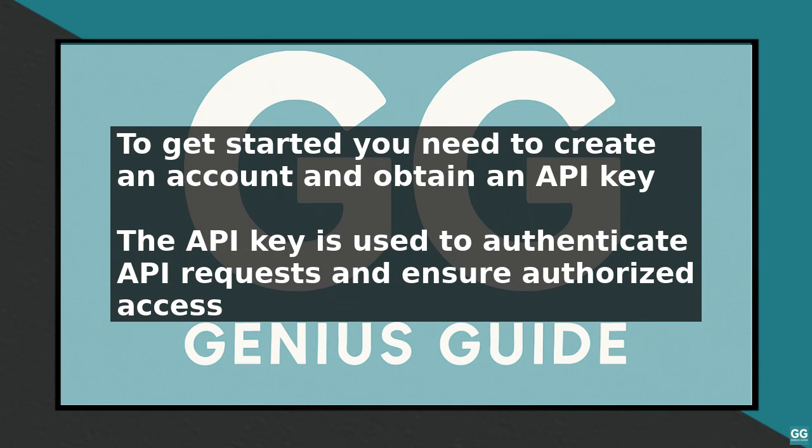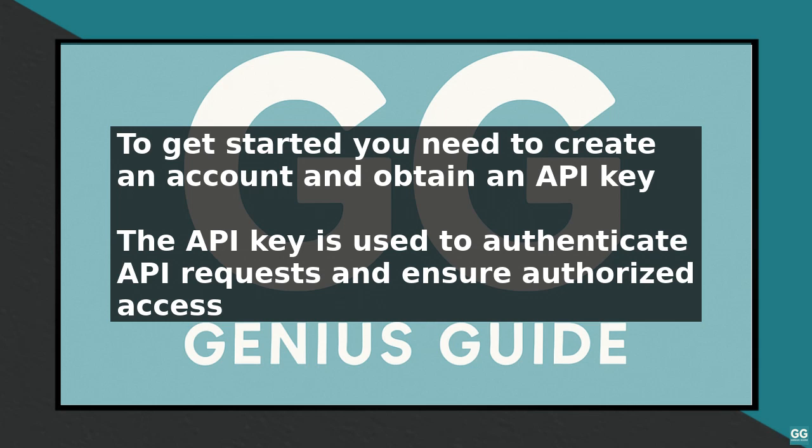Once you have your API key, you can start making API requests to Monday.com. The API uses a RESTful architecture, which means that you can use standard HTTP methods such as GET, POST, and PUT to interact with the platform. For example, you can use the GET method to retrieve a list of all boards in your account, or the POST method to create a new item on a board.